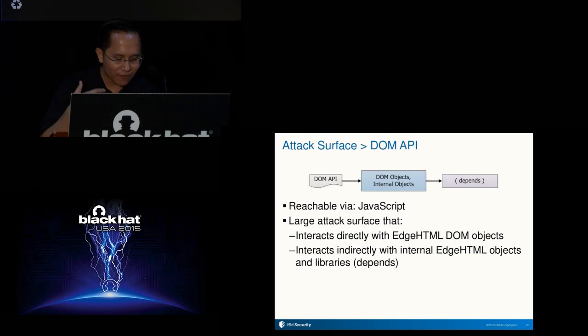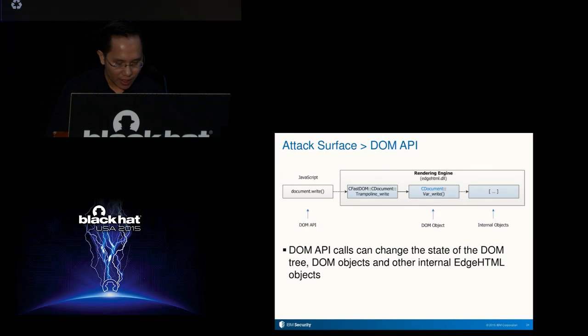Lastly, one of the largest attack surfaces in the rendering engine is the DOM API. Via the DOM API, JavaScript can interact directly with the DOM objects in the rendering engine. These DOM objects may in turn execute code in other internal rendering engine objects and may invoke code in the libraries they use, if applicable. Here is an example. JavaScript code calls document.write. In the rendering engine, code that transfers the call to the DOM object is executed. The DOM object in turn will invoke methods in other internal rendering objects. Because of this, DOM API calls can change the state of the DOM tree, the DOM objects, and other internal rendering engine objects.